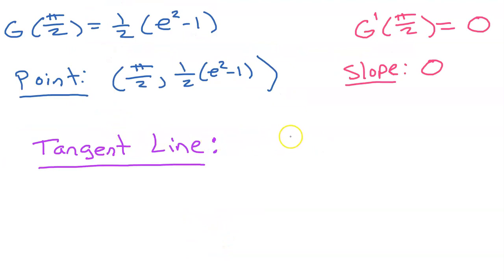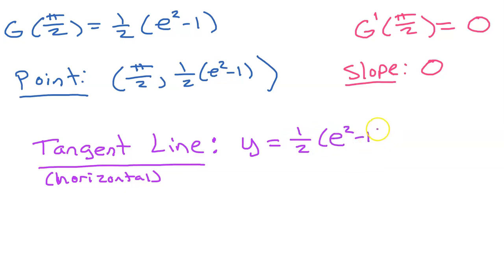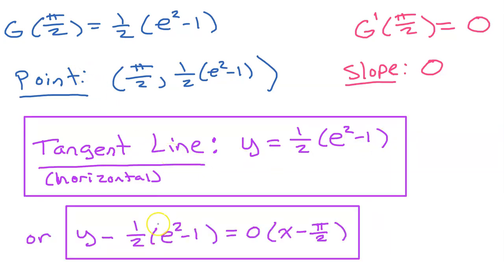The easiest thing to do is to recognize that because the slope is 0, that means we have a horizontal line. And a horizontal line will always be y equals a number, which in this case will just be the y value that we found. So y equals 1/2 times e squared minus 1. And that is the equation of the tangent line. Or you could stick with point slope form and do y minus y1 is equal to the slope times x minus x1.